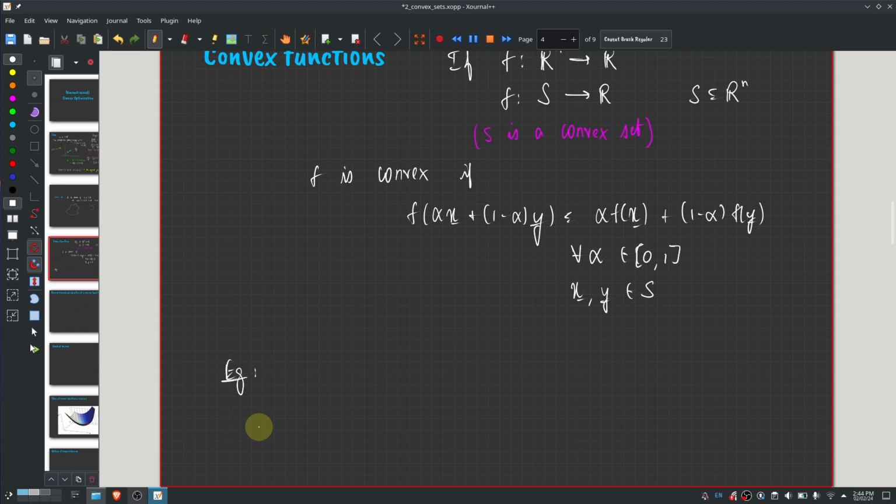Let's take a function that is defined for all Rn, say, not R2 or R3. What if I take f of x equal to norm x square, the 2 norm of x, the whole square, which is summation i equal to 1 to n of xi square? Is this function convex?